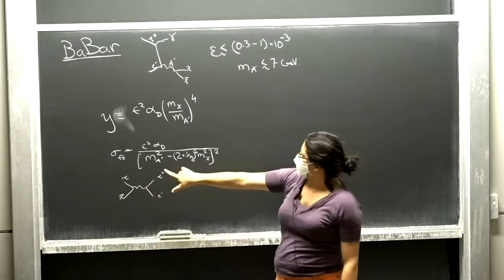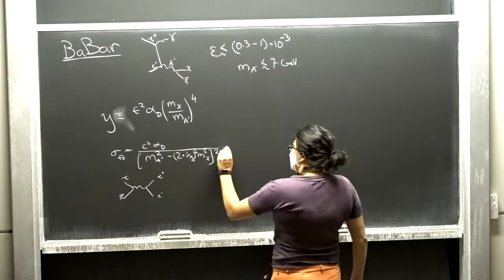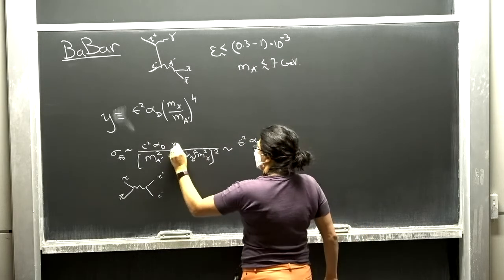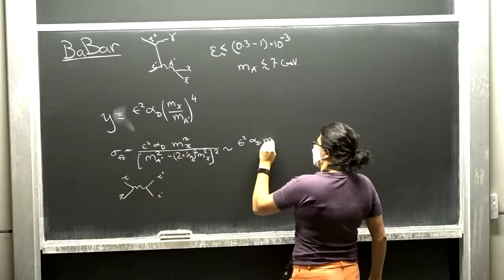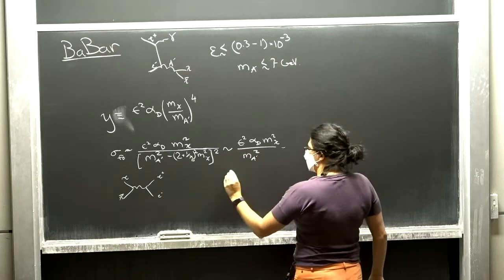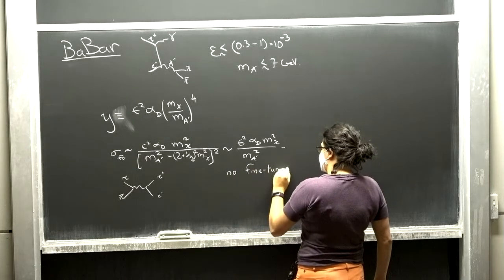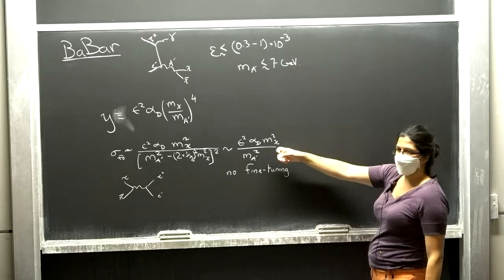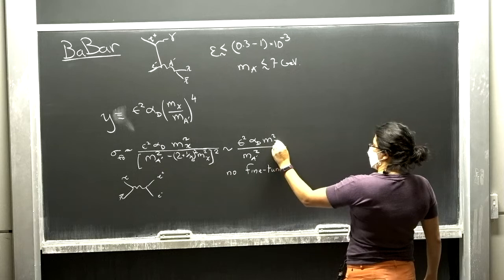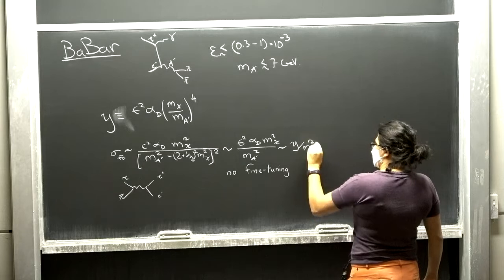So if you don't have a fine tuning between the A prime mass and twice the chi mass plus a little bit, then this is approximately going like epsilon squared alpha dark. Oh, and I'm sorry, there's an m chi squared in the numerator, m chi squared over m A prime squared, if there's no fine tuning. And if I wanted to write this in terms of something dimensionless, the natural way is y over m chi squared, since the chi mass is an additional parameter.